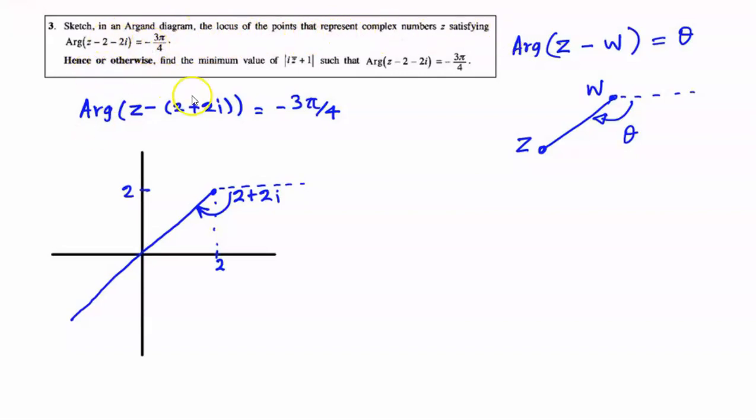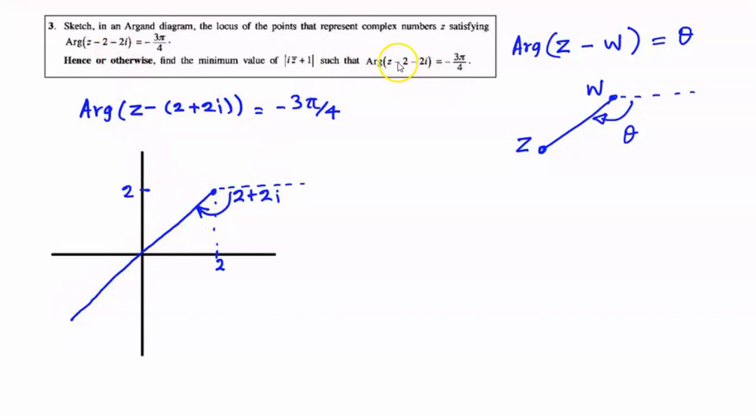Now we come to the second part of the problem. It says, hence or otherwise find the minimum value of the magnitude, or the absolute value, of i times z bar, which is the conjugate of the complex number, plus 1. Remember, we have to do this with this formula satisfied. We just found that the formula shows the z values, or the complex numbers, fall on this line.